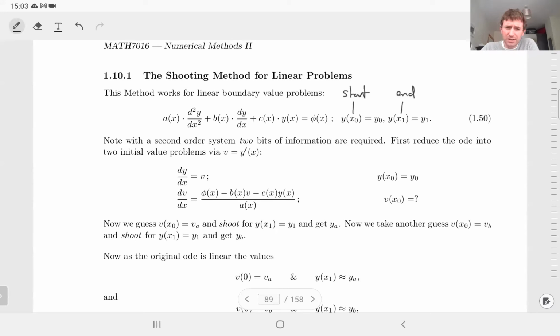So what we do actually is, if it's what's called a linear problem, which I think basically means that you have functions of X multiplied by derivatives added together equal to a function of X. So you don't have like Y of X squared, or dy dx squared, something like that. These kinds of problems.